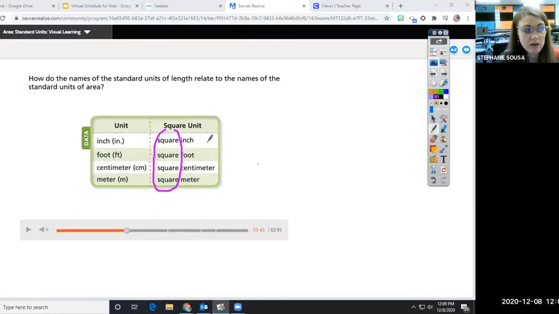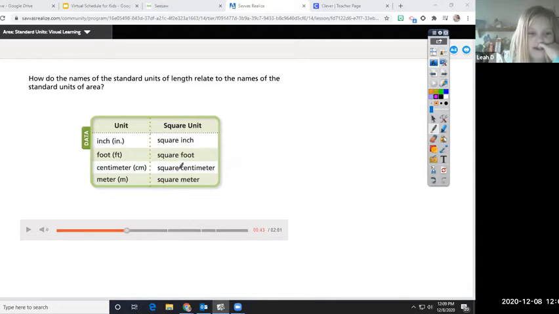Y'all are scaring me. It's right here. Look, 1, 2, 3, 4, 5 times. They all have the same thing. What do we call it? An area. What do we call that? What is it? Leah?